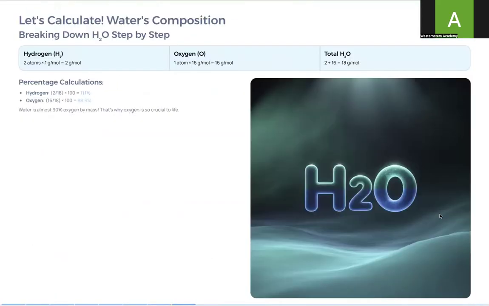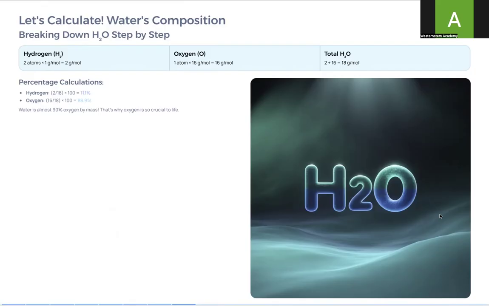Now let's calculate an actual example. Water's composition, breaking down H2O step by step. Hydrogen, H2, two atoms, times the mass, 1 gram per mole, 2 times 1 gives you 2 grams per mole. Oxygen, one atom of oxygen, the mass is 16 grams per mole. So 1 times 16 grams per mole is equal to 16 grams per mole. So the total for H2O, 2 plus 16, is equal to 18 grams per mole.